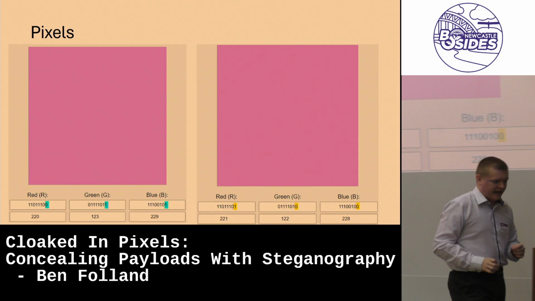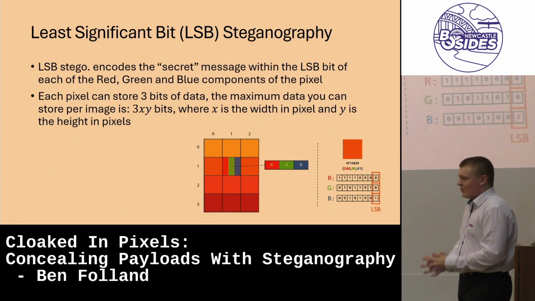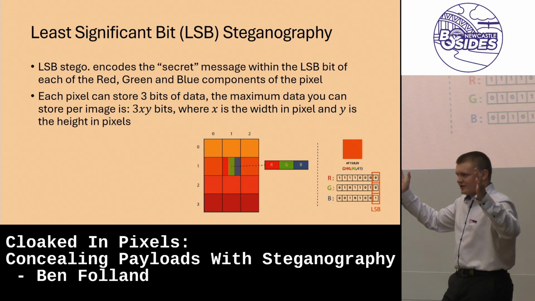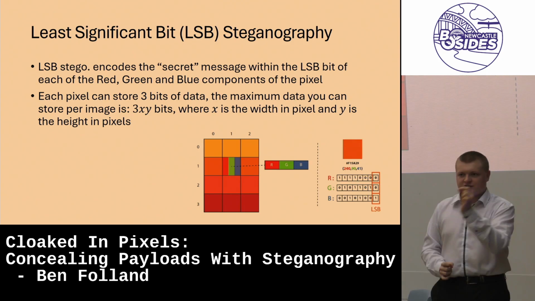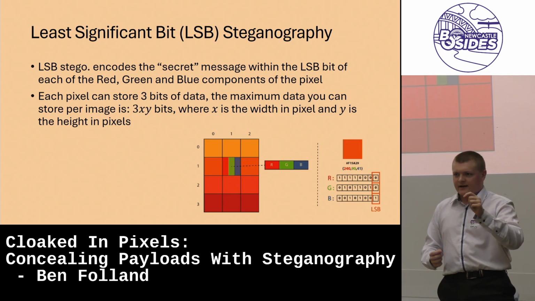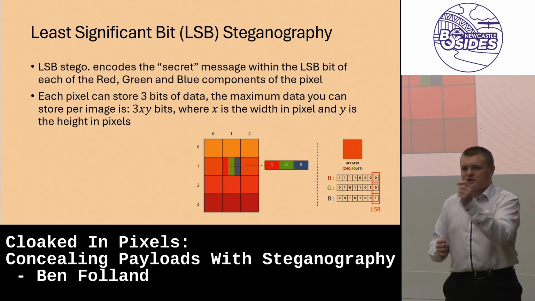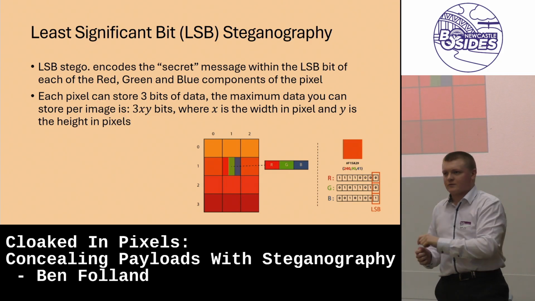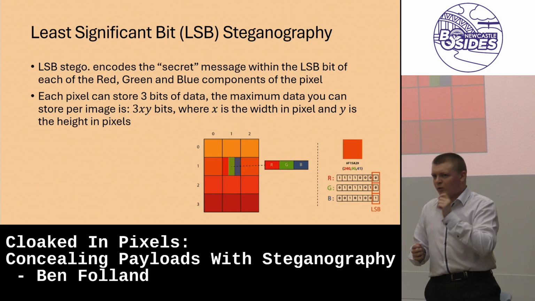And that is where we can use steganography. So, we've got an image, and it's made up of pixels, and each pixel has an RGB component. We can modify the least significant bit for each of the RGB components of each of the pixels, and it won't make a big impact to the overall image.